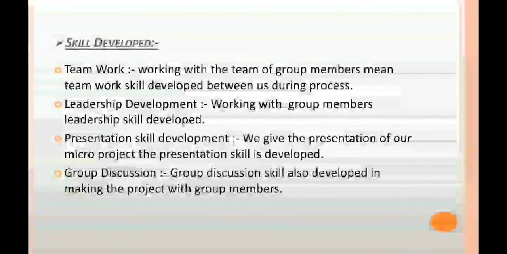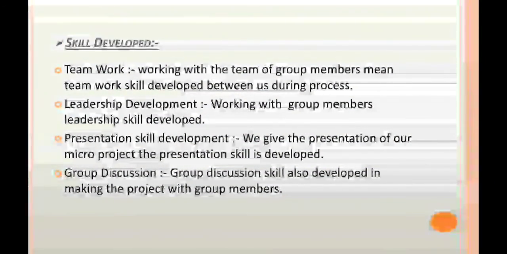Skill development: teamwork, leadership development, presentation skill development, and group discussion. Those skills are developed in this project.